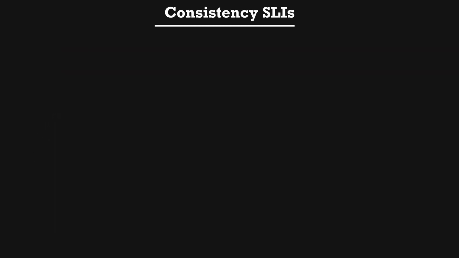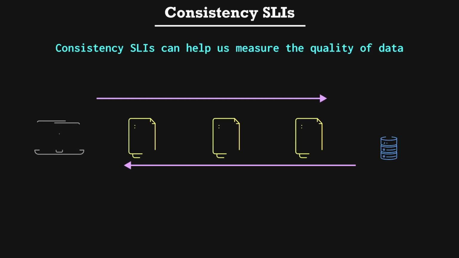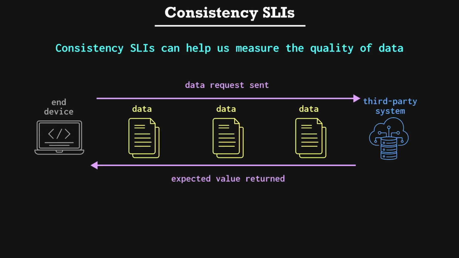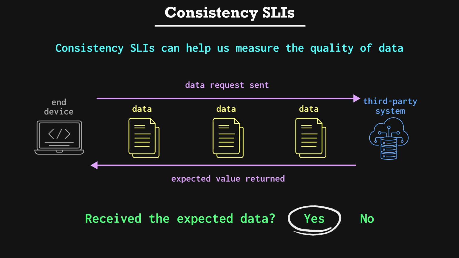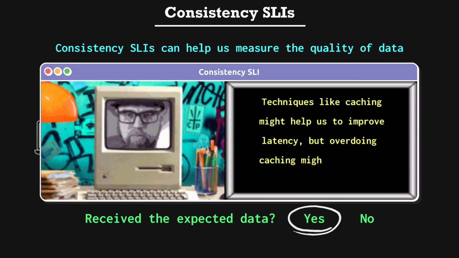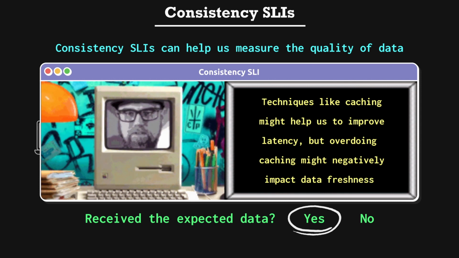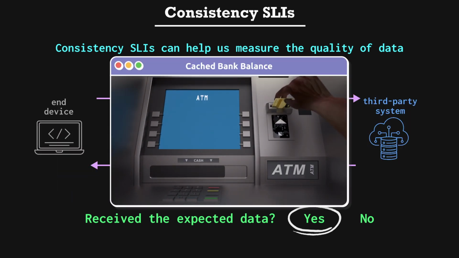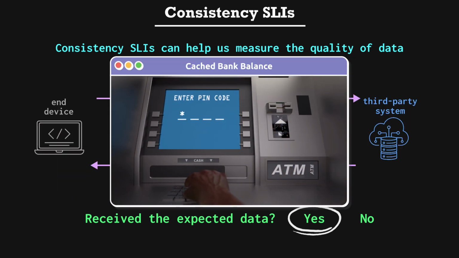Third, consistency SLIs. Consistency SLIs are useful to help us measure the quality of data. Simply put, do users receive the data from an operation that they expected to receive? Consistency SLIs are a useful complement to other SLOs. For instance, techniques like caching might help us to improve latency, but overdoing caching might negatively impact data freshness. Imagine we return data that's so stale users think the service is actually broken, like returning a cached bank balance after a user deposits a bunch of important checks.